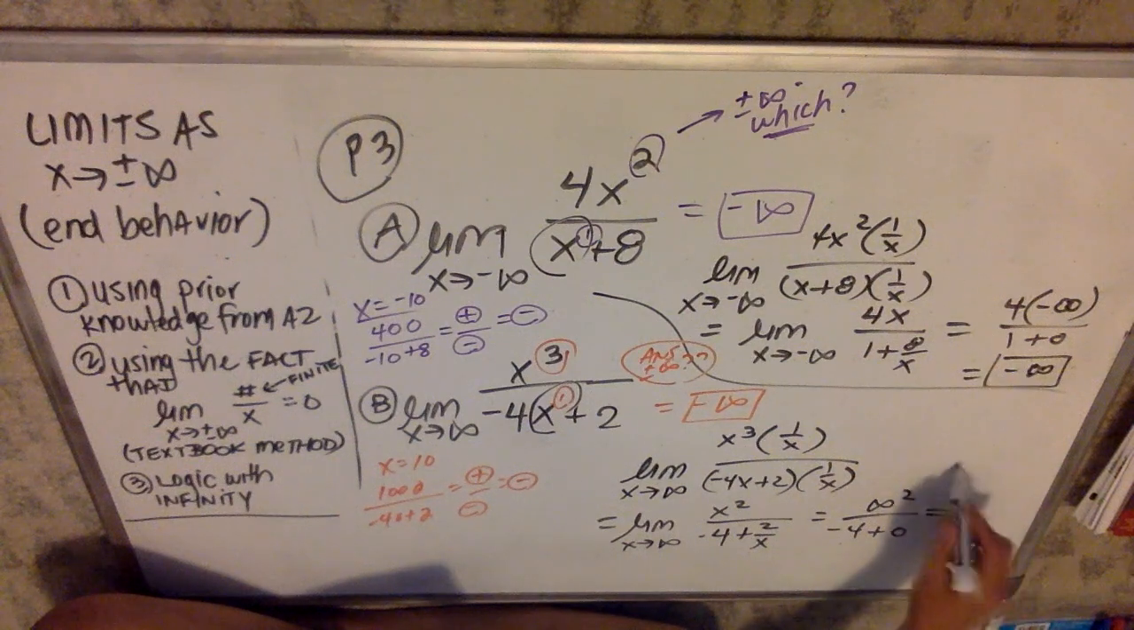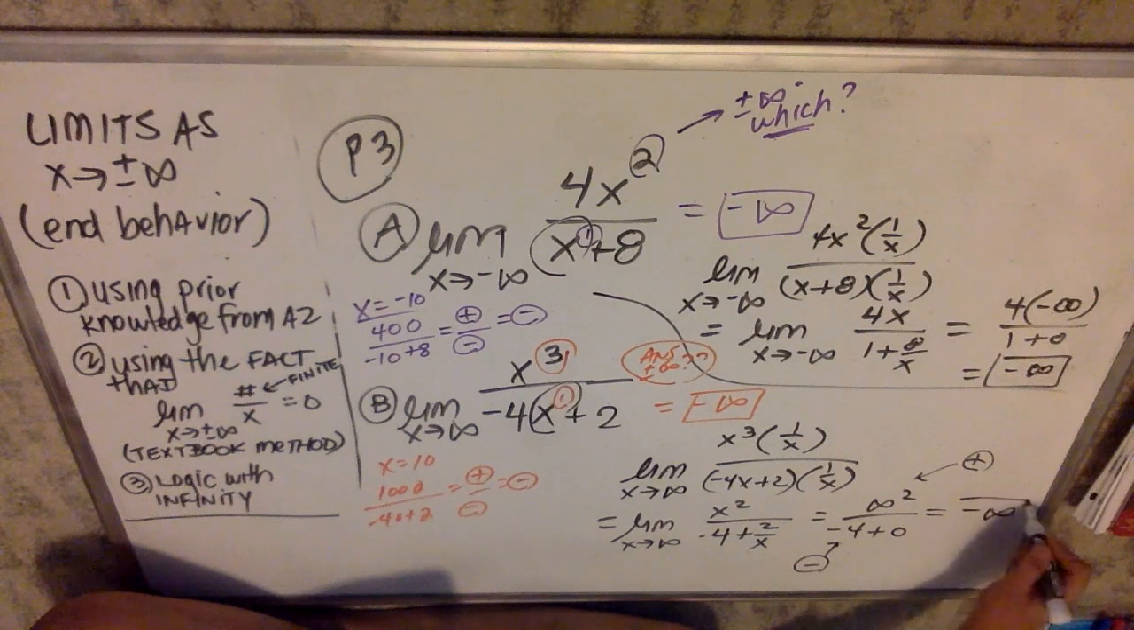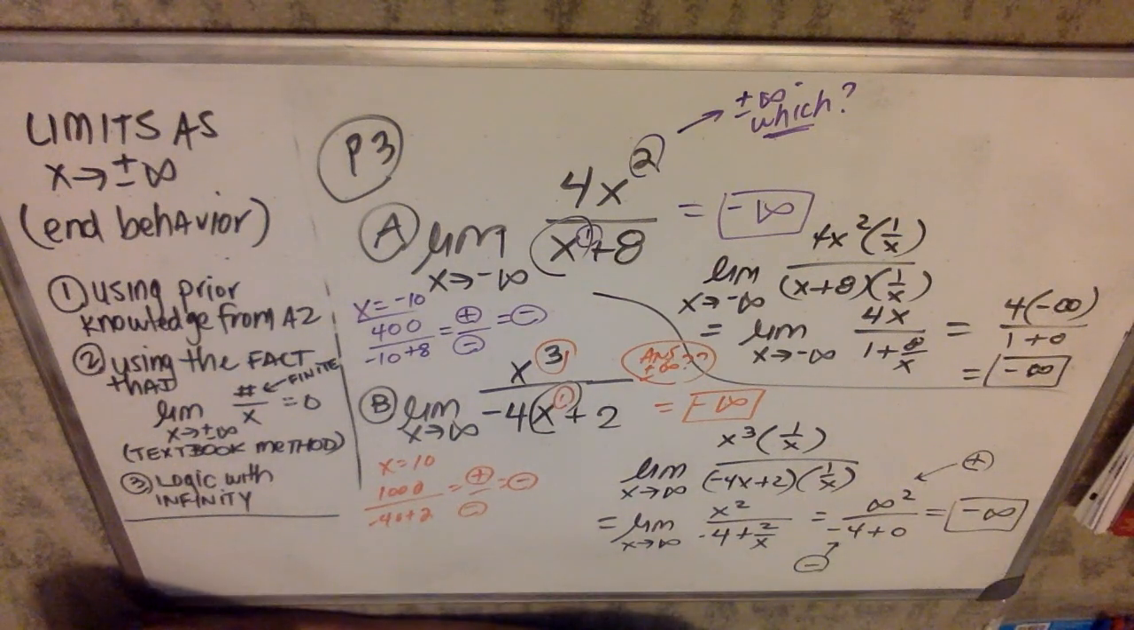Well, that's a positive number on top of a negative 4. So that's a negative infinity, right? When you square an infinity, you just get another infinity, but the fact that there's a negative 4 is going to be the difference. All right, cool.